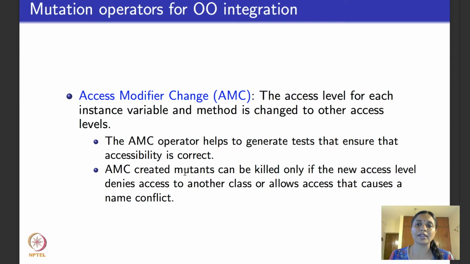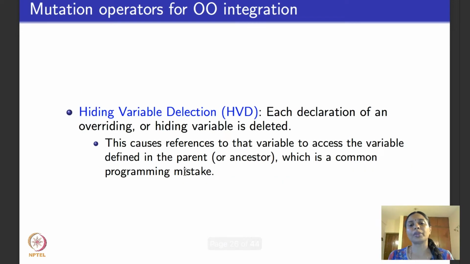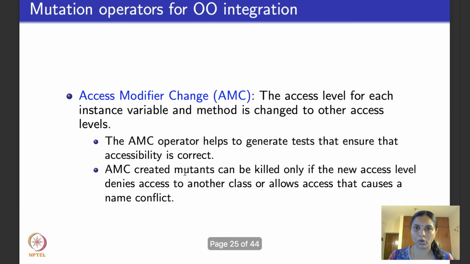It allows access to other classes, which causes some kind of conflict in name. That's when you can observe a change in the behavior, and then you say applying this mutation operator killed the mutant. So the next mutation operator, in fact all the mutation operators that we will be seeing, will only do 3 or 4 kinds of changes. They'll delete something, remove something, insert something, or modify something. So the first one that we saw was a modification.